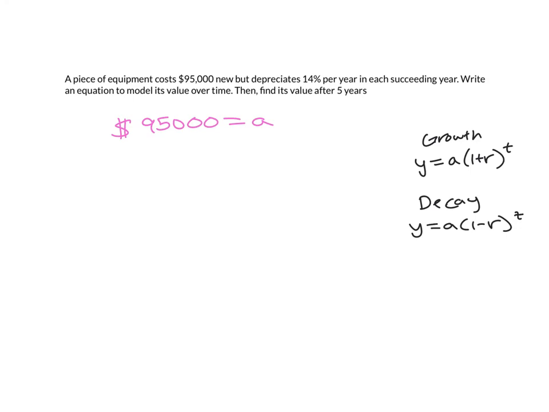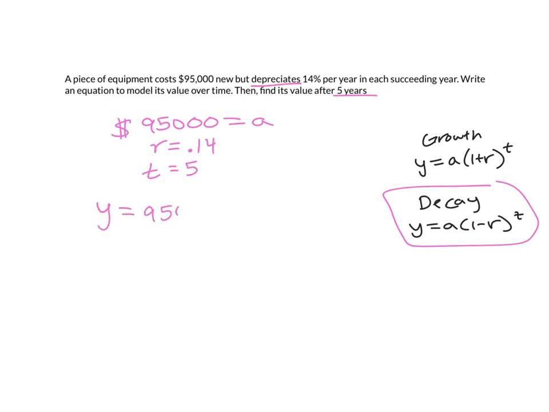And it's depreciating at 14%, which is going to be 0.14, written as a decimal. And because it's depreciating, that's what tells me we're going to use this decay formula. And then we're trying to find the value after 5 years. So I'm going to substitute into that formula. 95,000 is my initial value. I'm decaying, so I'm taking that 14% or that 0.14 away from the 1. And then we're looking at 5 years of time.